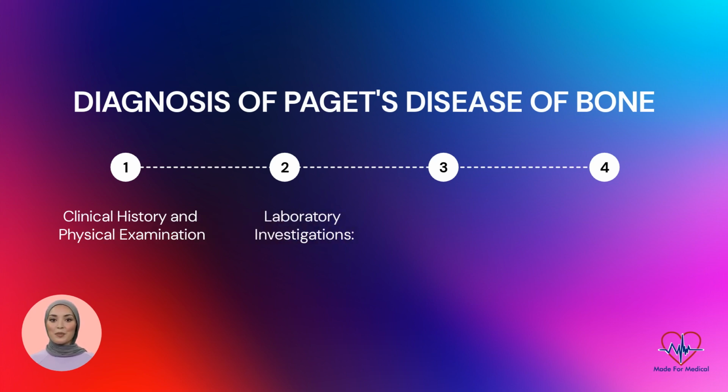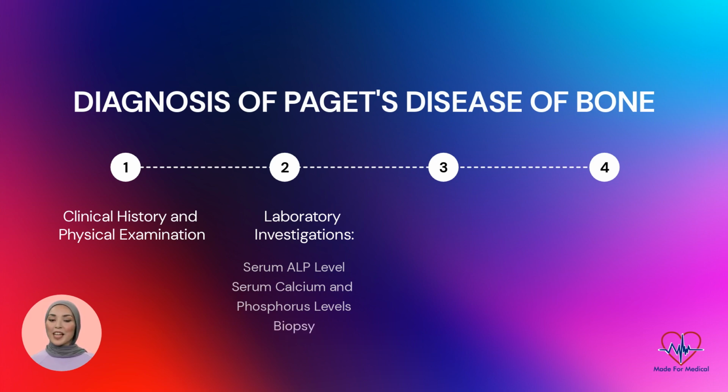Laboratory tests can help support the diagnosis and provide additional information. The following tests are commonly performed: blood alkaline phosphatase, ALP level. Paget's disease often results in elevated levels of ALP, an enzyme produced by osteoblasts during bone remodeling. ALP levels are typically increased in active disease. Serum calcium and phosphorus levels. These tests help assess the overall mineral metabolism and rule out other conditions that may affect bone health.